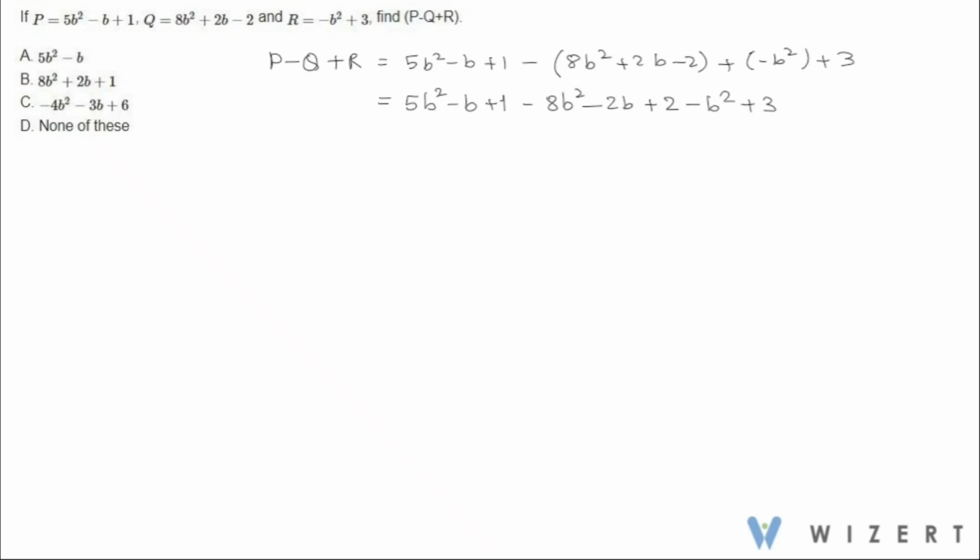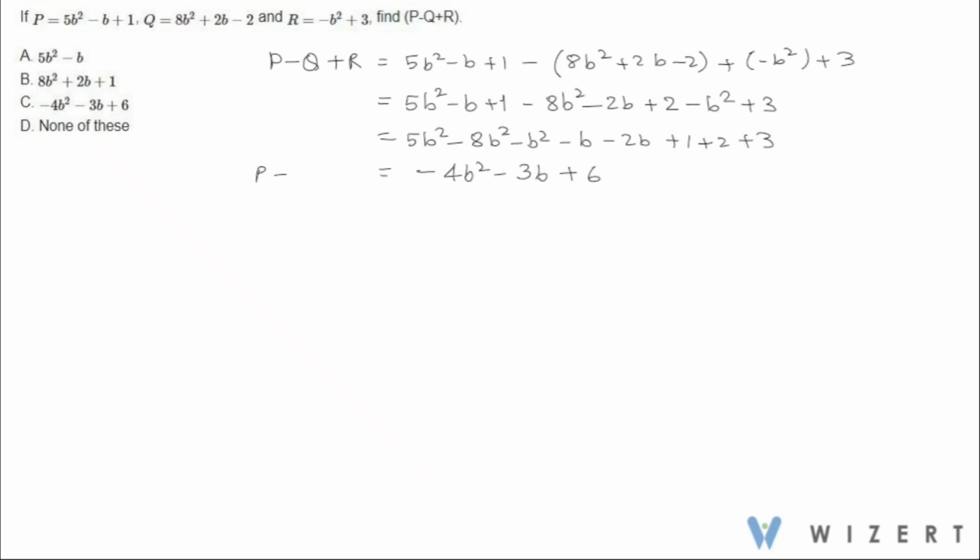Now let's get all the like terms together. So we have 5b square minus 8b square minus b square, minus b minus 2b, and there are no more b terms. Then we have numerals, so plus 1 plus 2 plus 3. So 5b square minus 8b square, we have minus 3b square. So minus 3b square minus b square is minus 4b square. We have minus b minus 2b equal to minus 3b, plus 6.